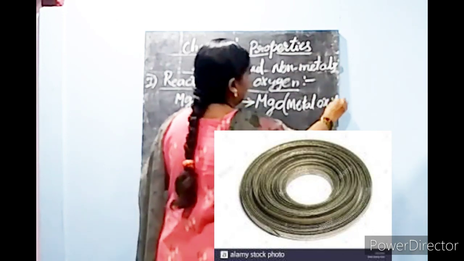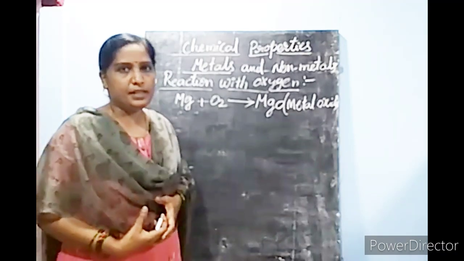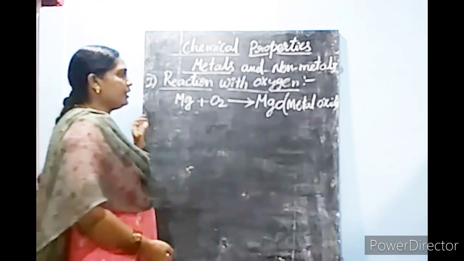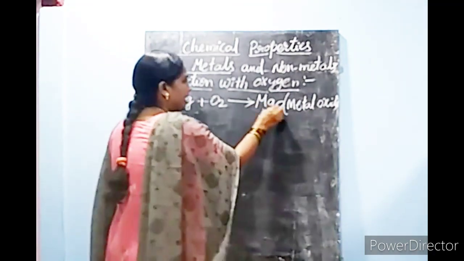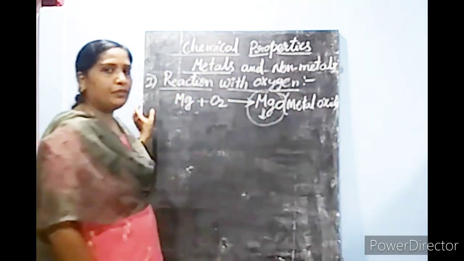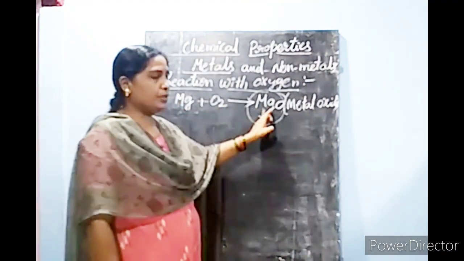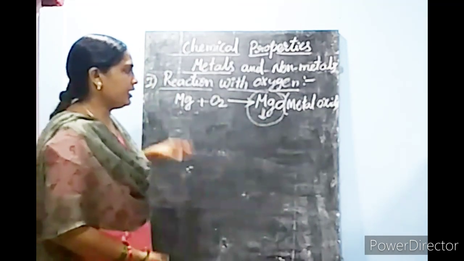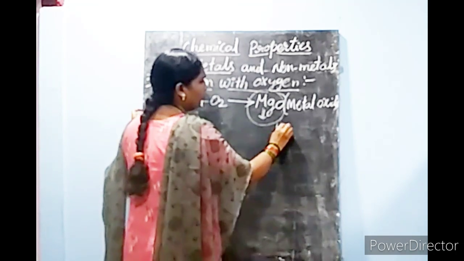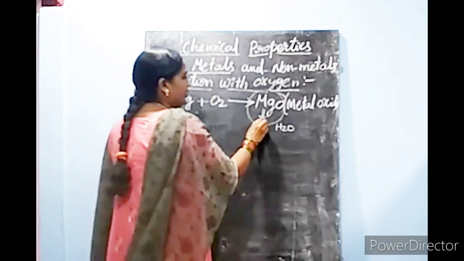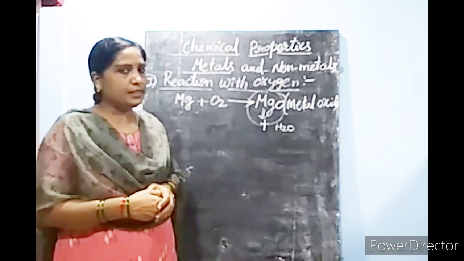Is this metal oxide basic or acidic in nature? To identify, you need to do one small activity here. You take this magnesium oxide formed after reacting with oxygen, put it in a watch glass and add a few drops of water. Magnesium oxide plus water, it completely gets mixed in the water.